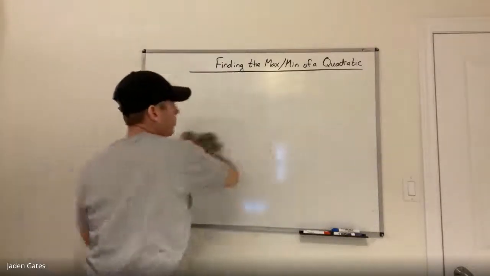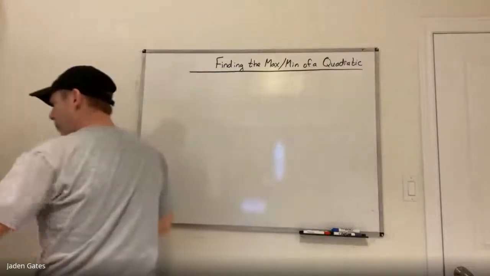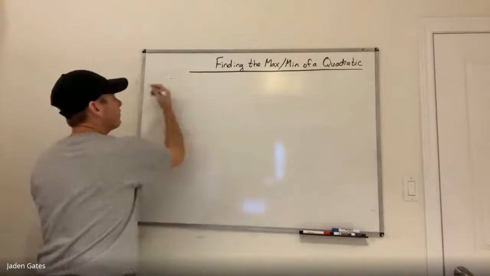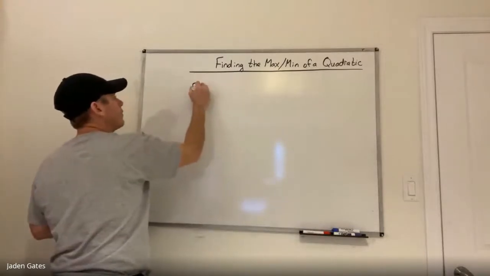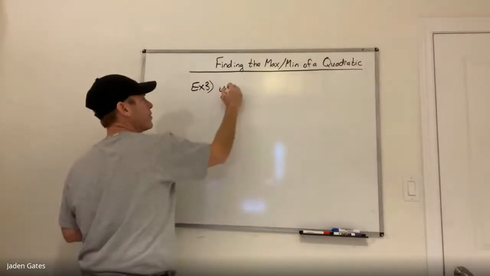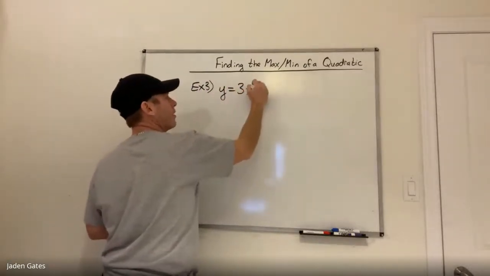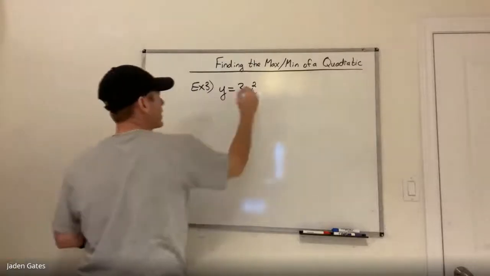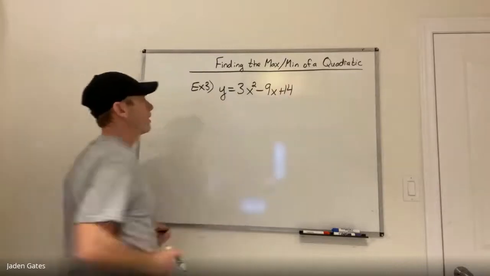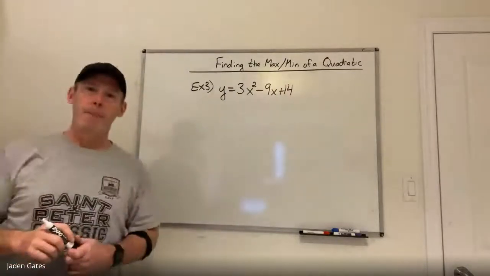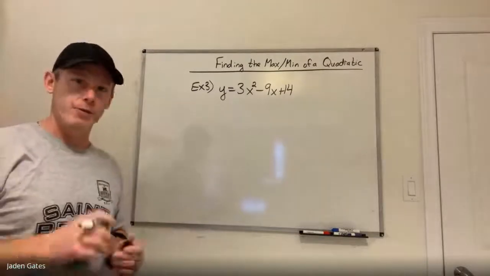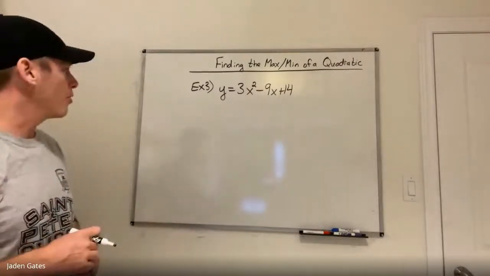All right, so same idea for example number 3, where we're looking at finding the max or the min of y equals 3x squared minus 9x plus 14. There we go. So again, it's in standard form, so I'm going to have to complete the square to get into vertex form, because when you have vertex form, you can spot out all the information.